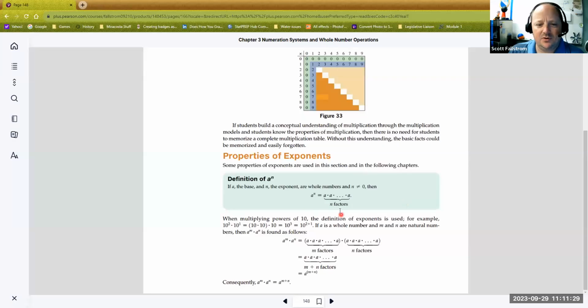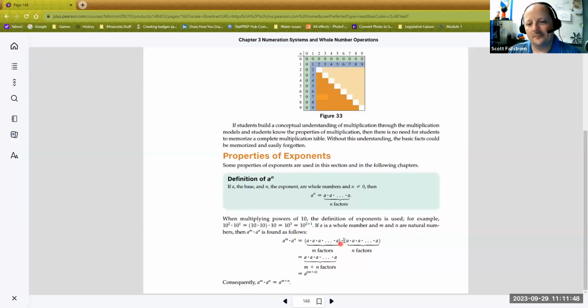We do have properties of exponents. The idea of an exponent, base raised to a power. And again, we're dealing with whole numbers and n does not equal 0. So in this case, n is just a natural number. Then you can think of multiplication being like repeated in order to get this exponent.